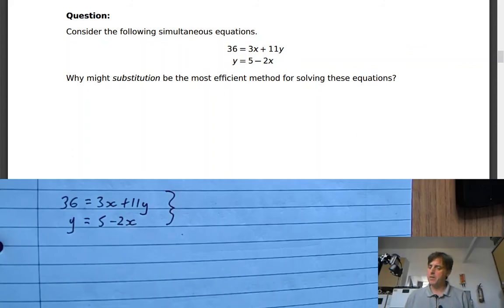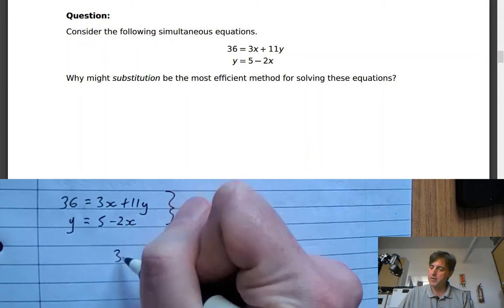Okay, what's your thinking? Well, I'll tell you what I'm thinking. Because we've already been given the second equation as y equals something involving x, y is already the subject here. It's really easy for us in this particular case to just take that y equals 5 minus 2x and substitute it into the first equation straight away.